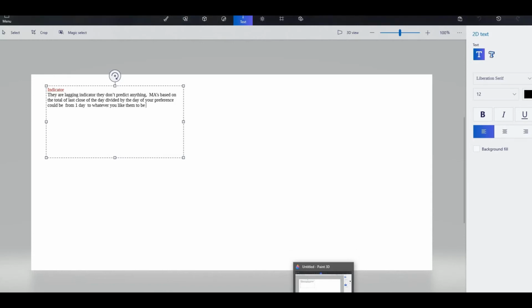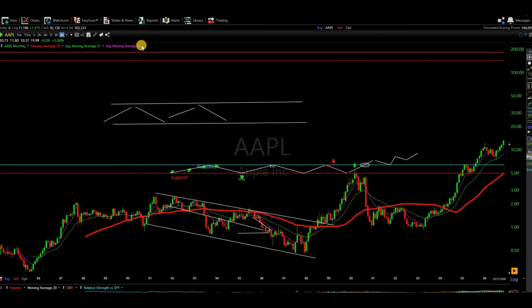And still, even if you know how to read the tape, and even if you're good at it, you always want to have that flexible mind, because anything can change just like that. And if you go back and Google, sometimes you will find that these moving averages are based on the total of the open and the close of the candlestick divided by the day of your preference.